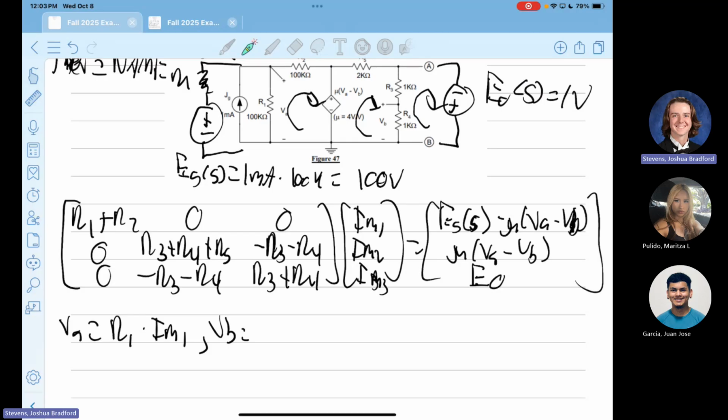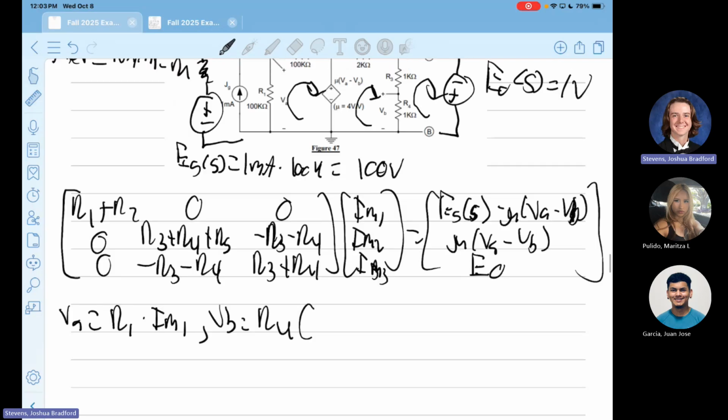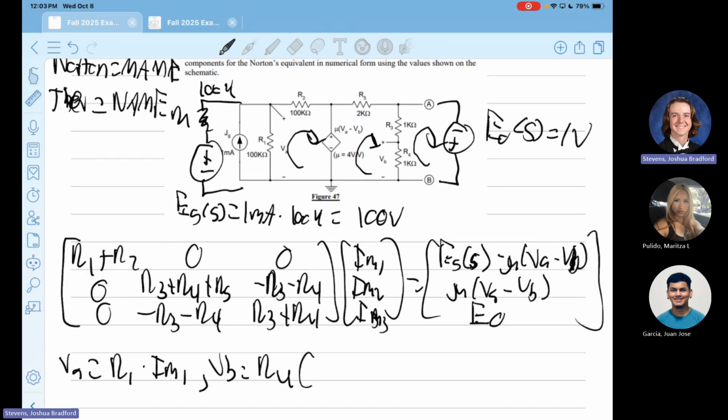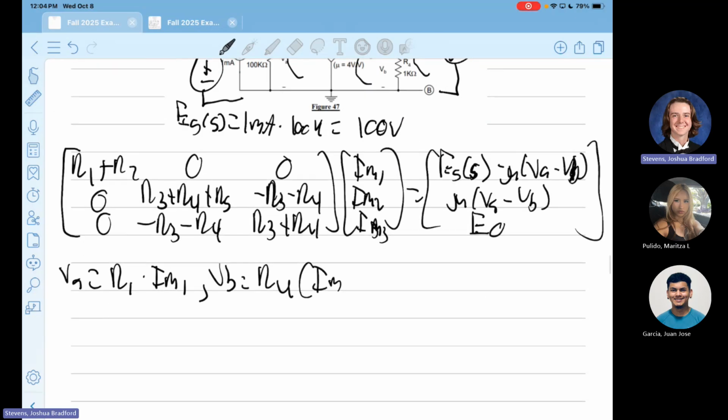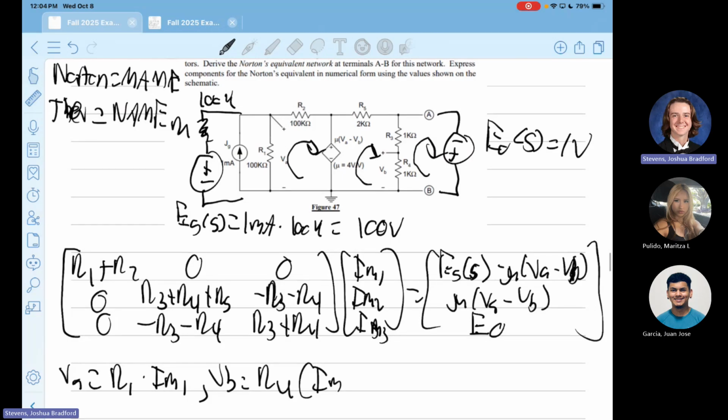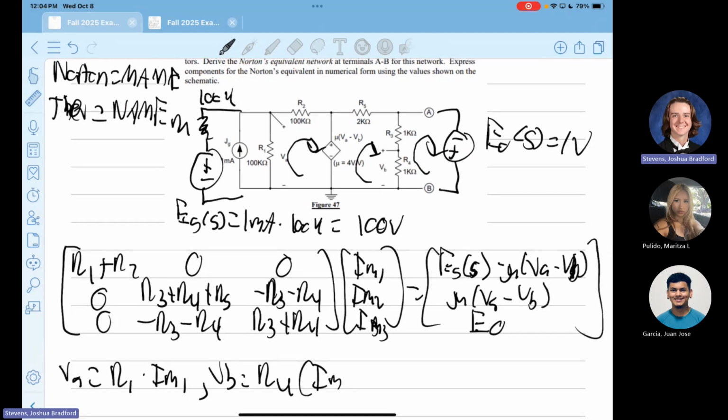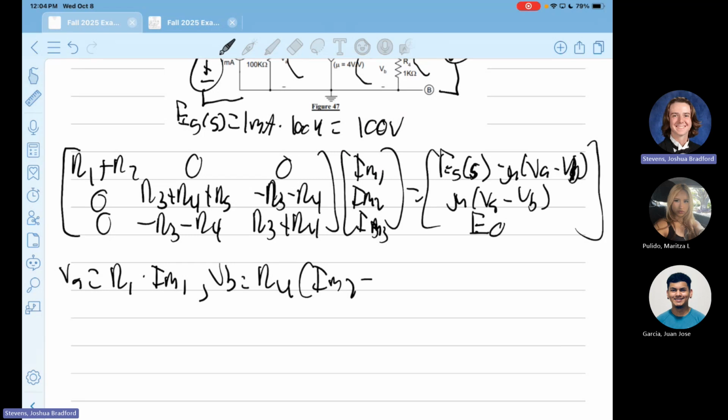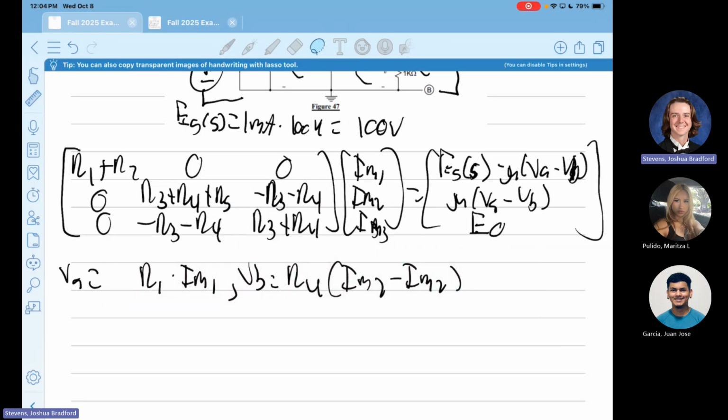VB is here. With IM2 going that way and IM3 going that way. IM2 is going into the positive part and IM3 is going into the negative. You said R4 times. I agree there. Other way around, I'm sorry. It's going into the positive part of VB. IM2 is going into the positive. IM3 is going to the negative. Therefore, IM2 minus IM3.